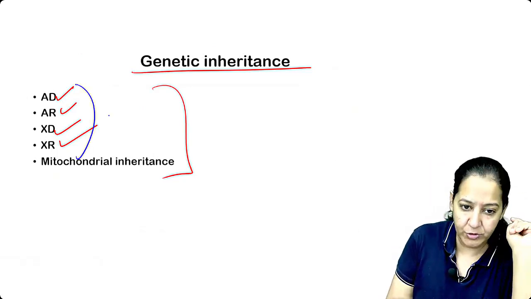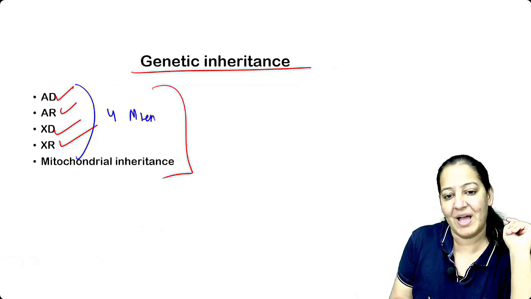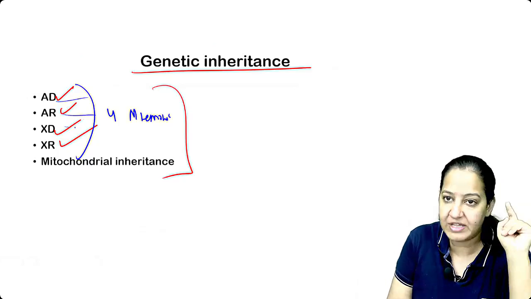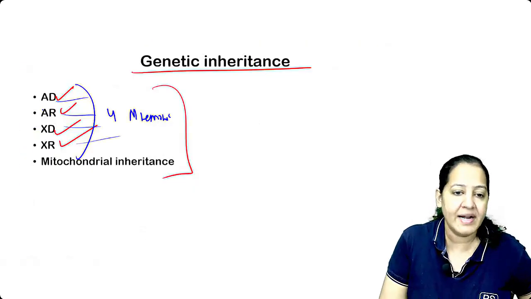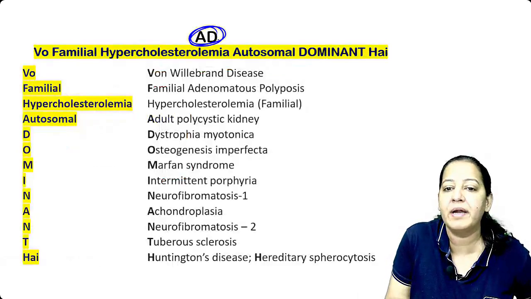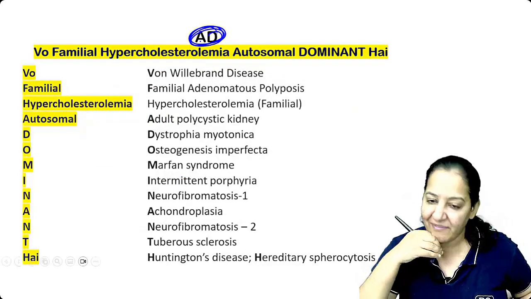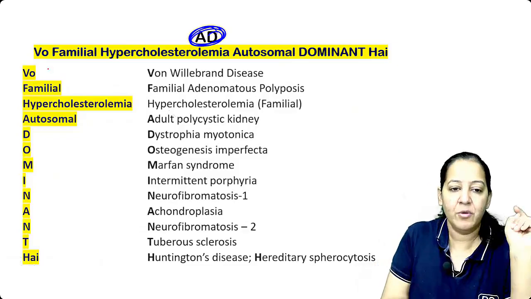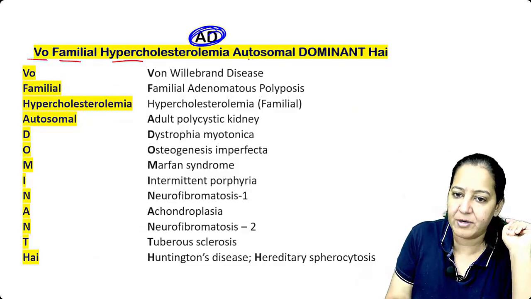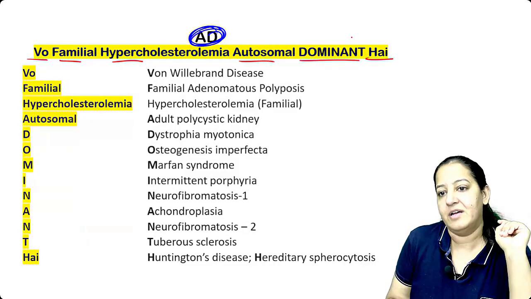So I am going to give you 4 mnemonics, one for each of them. Learn the list of the diseases. Let's start with autosomal dominant. It's a big list. I have a mnemonic. The mnemonic is: familial hypercholesterolemia is autosomal dominant. The main mnemonic is dominant.